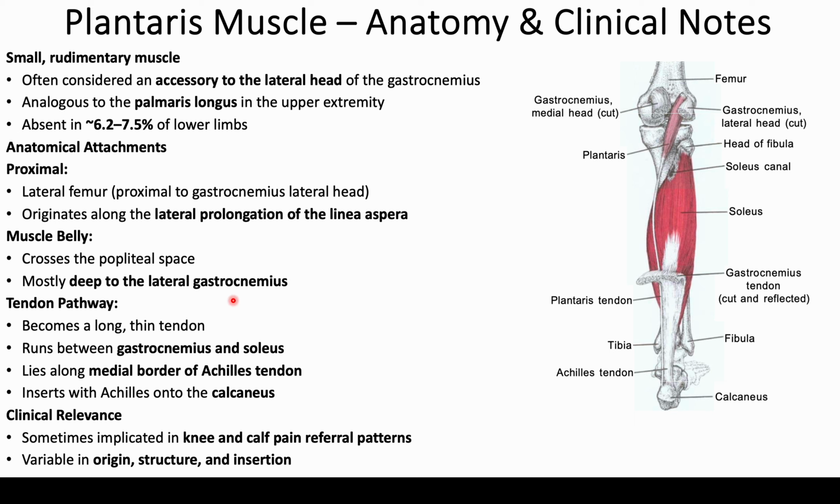And it's deep to the lateral gastrocnemius. Sometimes implicated in knee pain and calf pain referred patterns. So you always want to look at this muscle when it comes to knee and calf pain. It's variable in origin, structure, as well as insertion.